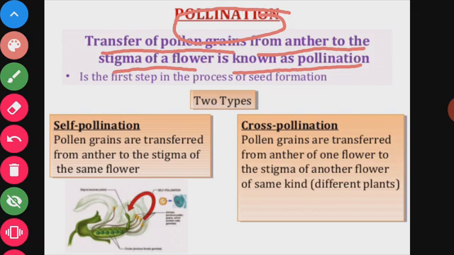Now the question arises: how does pollination take place? The process of pollination occurs in two different ways: self-pollination and cross-pollination.